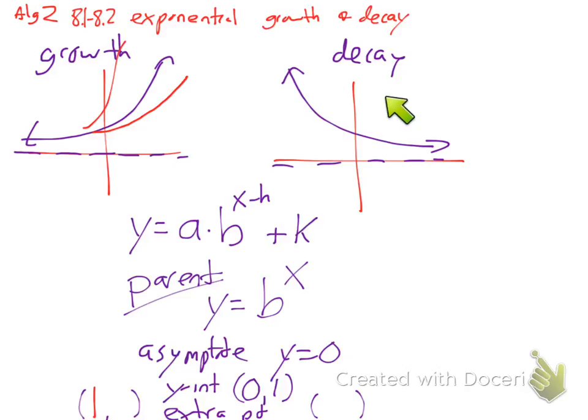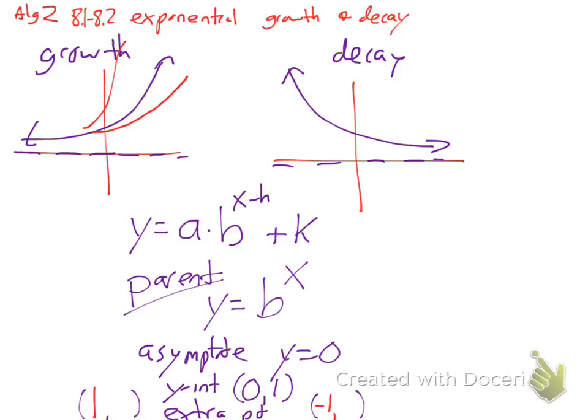Now likewise, over in decay, I know what's going to happen over here on the right. On the right, it's going towards 0. On the left, again, I have the same situation. I don't know where this is going. So I'm going to pick a value like -1. So I'm going to put in y equals 0 for an asymptote, (0, 1) for a y-intercept, and I'm going to choose one of those 2 points as my extra point.